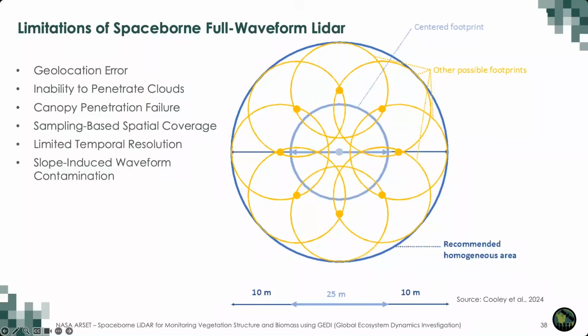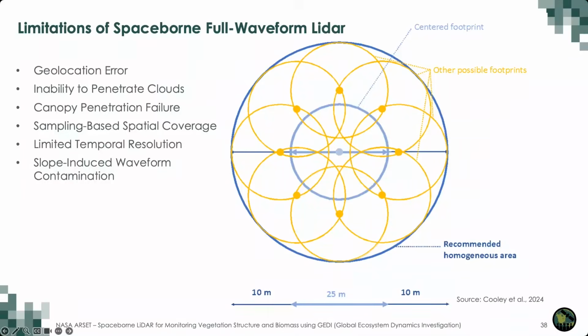adjacent land cover type. A best practice is to filter GEDI observations to only include footprints with homogeneous land cover types of interest within a diameter of 45 meters, say, 25 meters of the original diameter area of the beam, and plus or minus 10 meters additional buffer to account for geolocation error, as shown in the figure here.